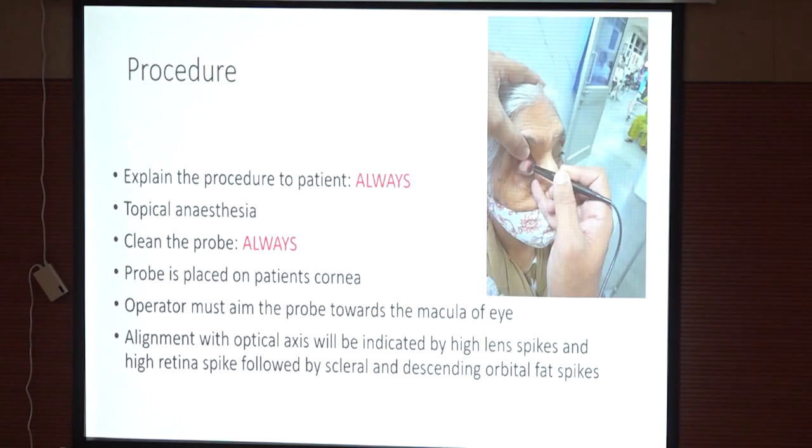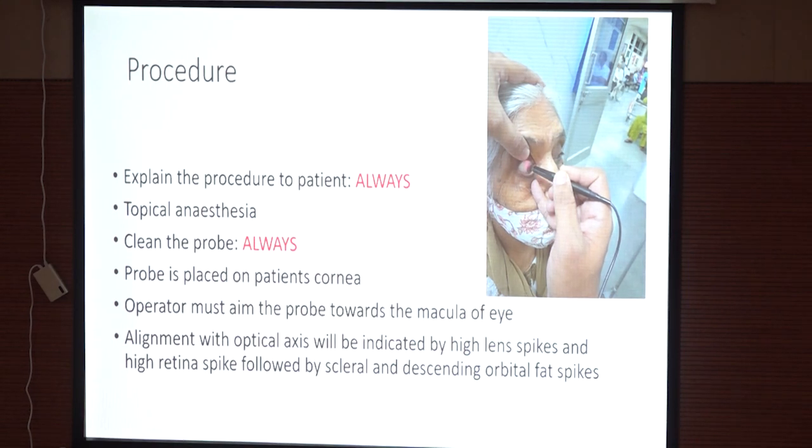So how do we do this? This is the procedure for the contact method. Always explain the procedure to the patient before you start. We can numb the eyes using topical anesthesia like proparacaine. We have to clean the probe always before we use the A-scan probe. It is placed on the patient's cornea as shown in the image, and the operator must aim the probe towards the macula of the eye.